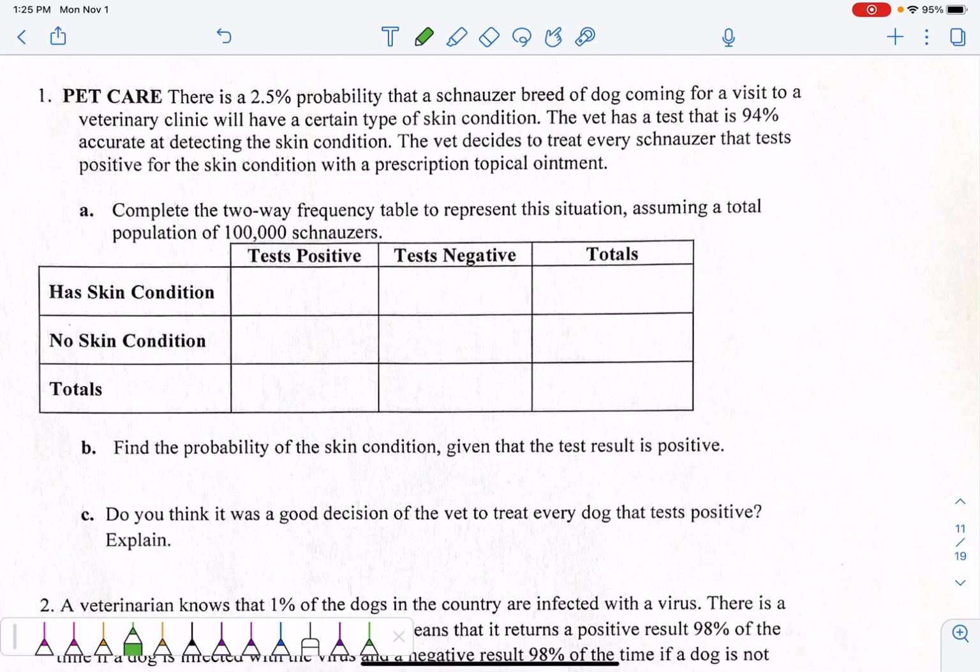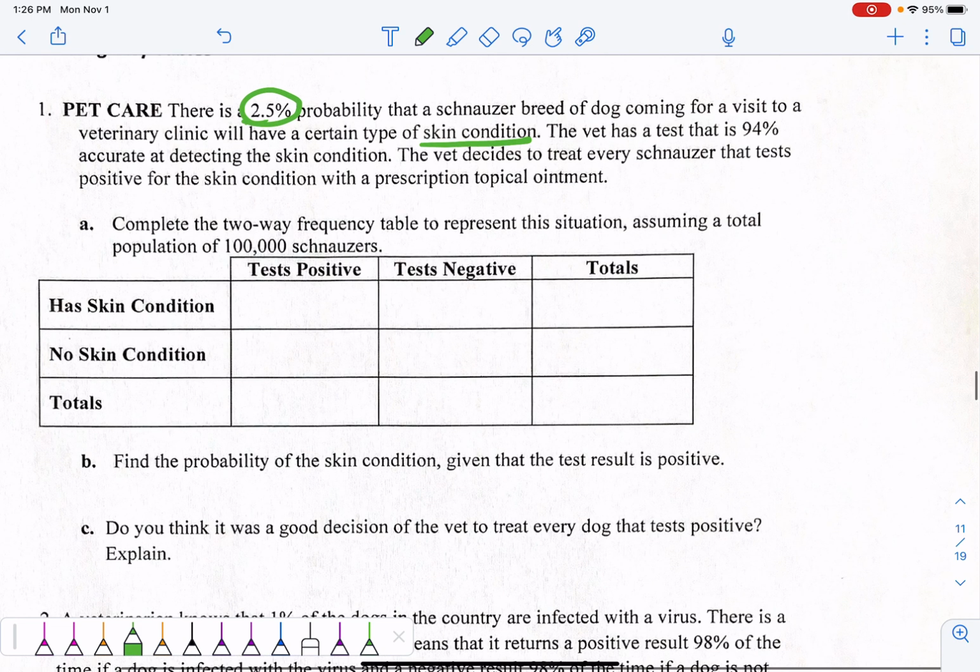So this one says there is a 2.5% probability that a Schnauzer breed of dog coming for a visit to a vet clinic has a certain type of skin condition. Okay, so has skin condition, no skin condition, test positive for skin condition, test negative for skin condition, okay? We have a 2.5% chance that the Schnauzer breed of dog has this skin condition, okay?